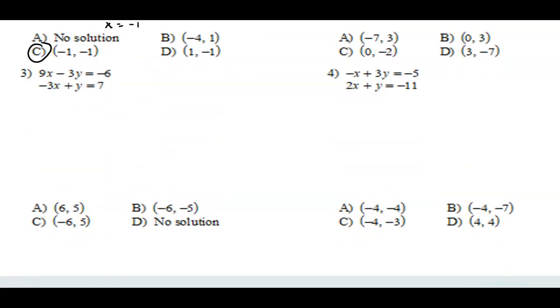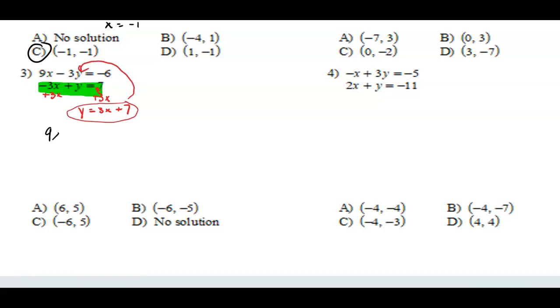Let's try another one, number 3. 9x minus 3y equals negative 6, and 3x plus y equals 7. Again, it doesn't matter which one you start with. I'm going to start with this one because it looks like it would be easier just to transfer the x over, and then I have a y equals equation, right? So I need to start by moving 3x to the other side. And now I have a y equals negative 3x plus 7 equation, right? So now it's possible to take this y equals equation and plug into the first one.